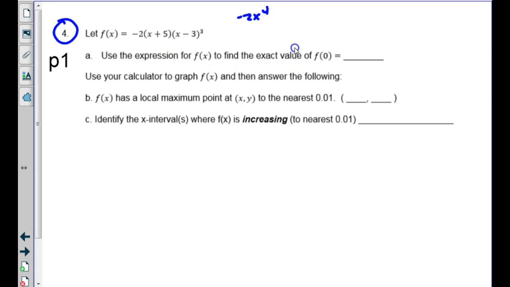It says, use this function to find the exact value of f of 0. What are we doing? Yeah, put x equals 0. So -2, 0 plus 5, 0 minus 3 cubed. Anybody get an answer? I'm thinking 270. -3 cubed is -27, right? Times -10 would be positive 270. Anybody getting that?